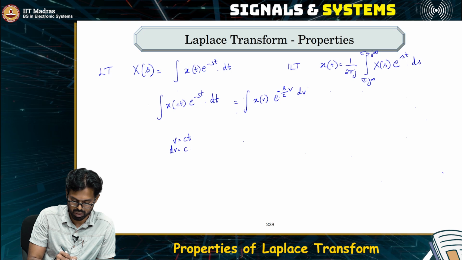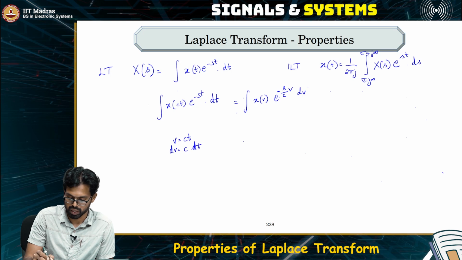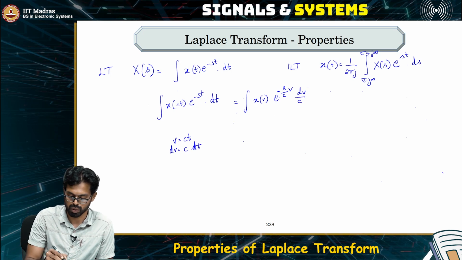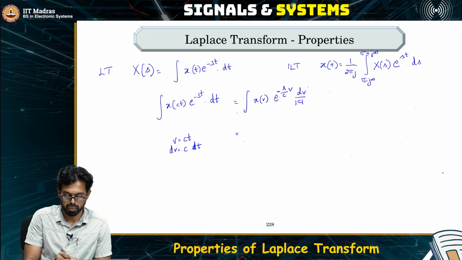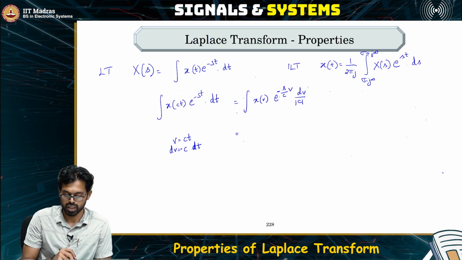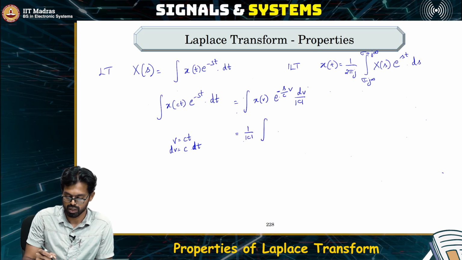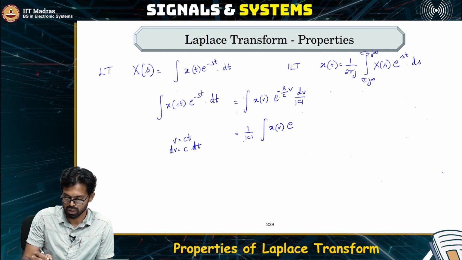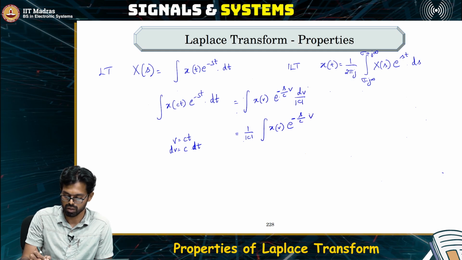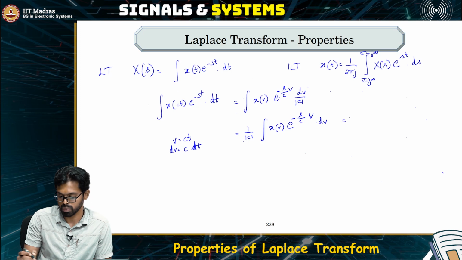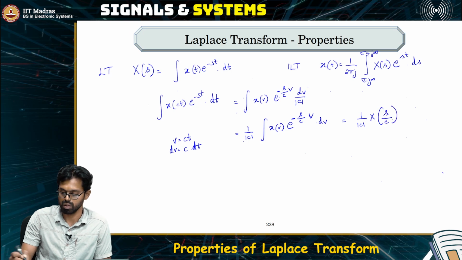dv equals c times dt. So, therefore, we get dv by c. Okay. So, this is equal to, so there is a mod c, because if there is a minus sign here, the limits of the integration also change and then there is a corresponding shift. So, you get 1 by mod c integral x of v e power minus s divided by c dv. So, this is nothing but the Laplace transform which is also now scaled by c.